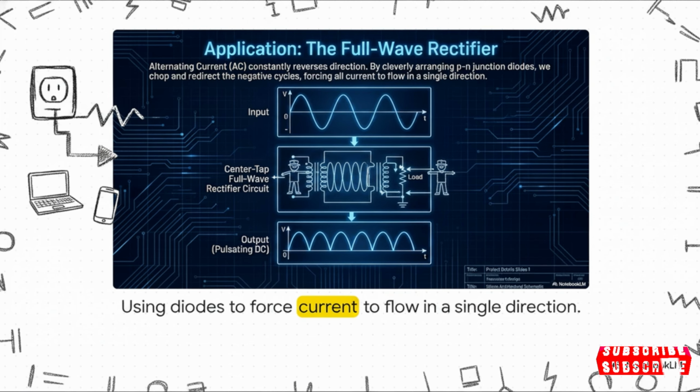Well, we do it by cleverly arranging our p-n junction diodes. In a full-wave rectifier circuit, the diodes act kind of like tiny traffic cops. They chop up and redirect the negative cycles, literally forcing all the current to flow in a single direction to create a pulsating DC output.